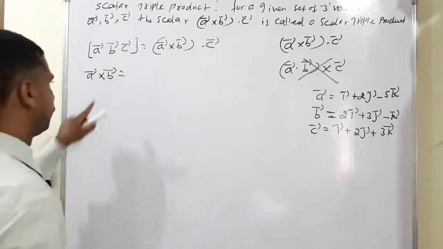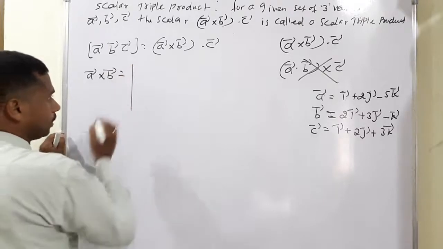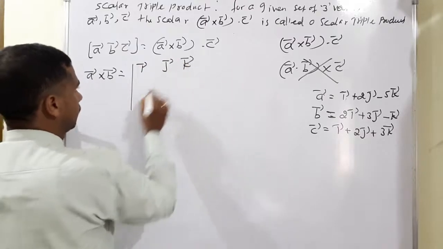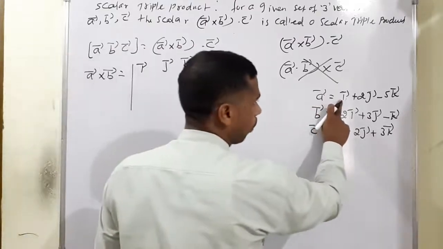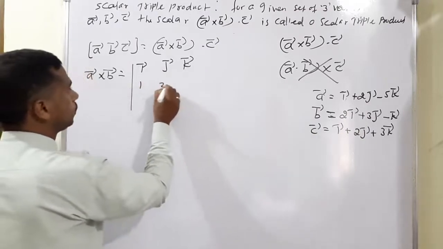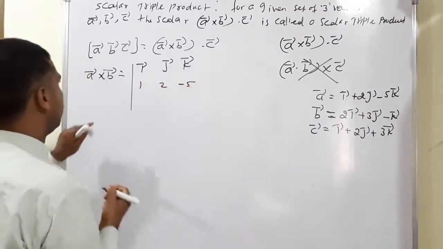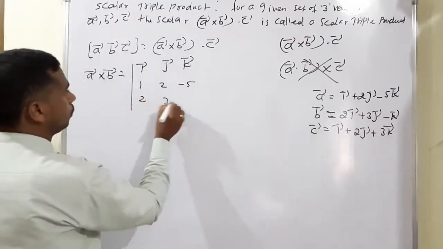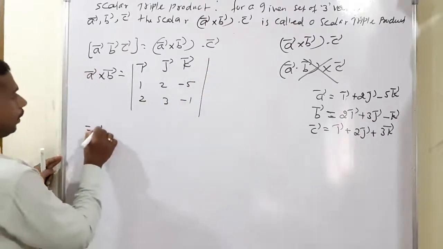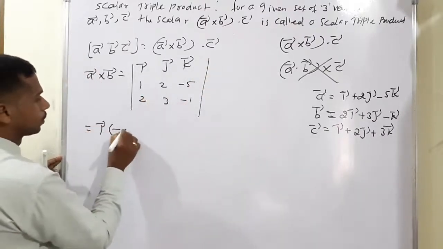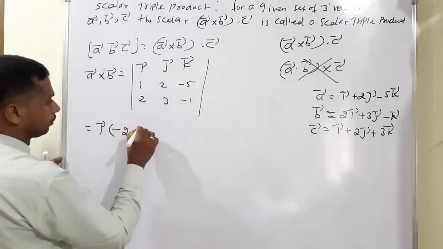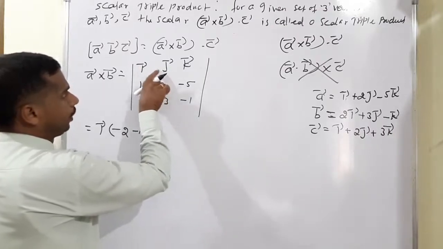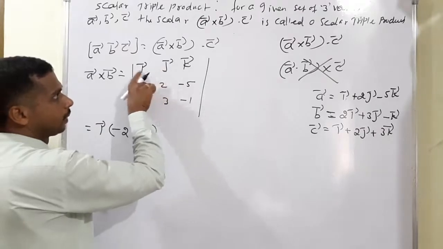So a vector cross b vector is equal to, cross product means determinant form, isn't it? So i vector, j vector and k vector. a vector means 1, 2, minus 5. Then b vector means 2, 3, minus 1. Simplify now. So i vector means 2 into minus 1, minus 2, minus 3 into minus 5, minus 15.